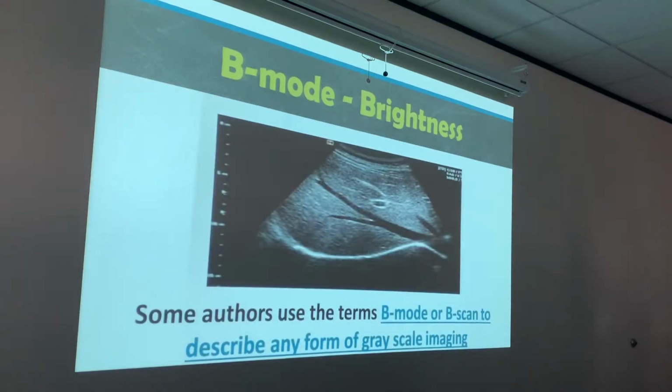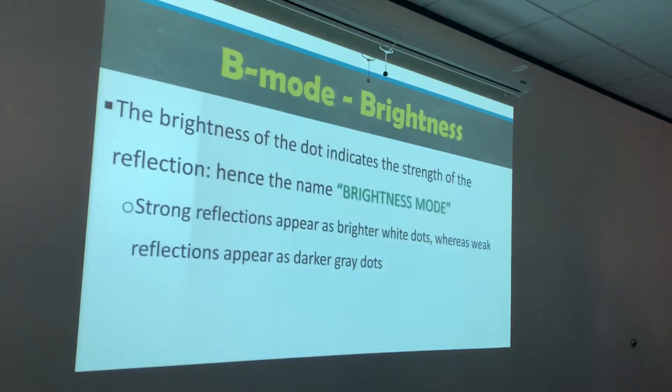All right. Some authors use the term B mode or B scan to describe any form of grayscale imaging. This is what we do. Our right liver right there. The brightness of the dots indicates the strength of the reflection, hence the term brightness mode.